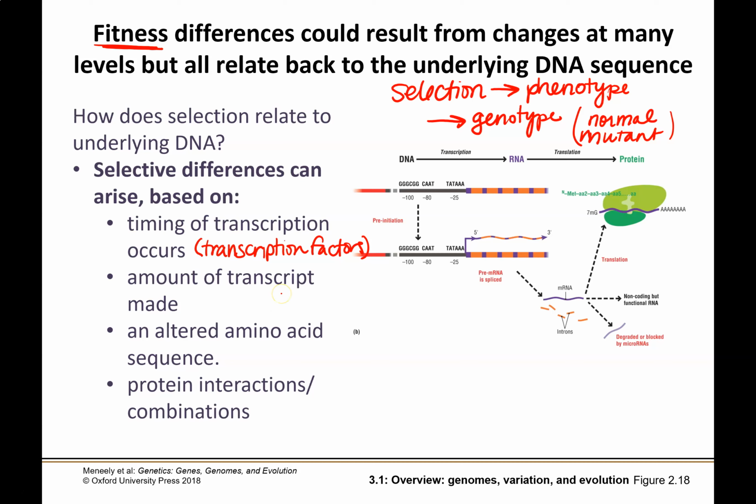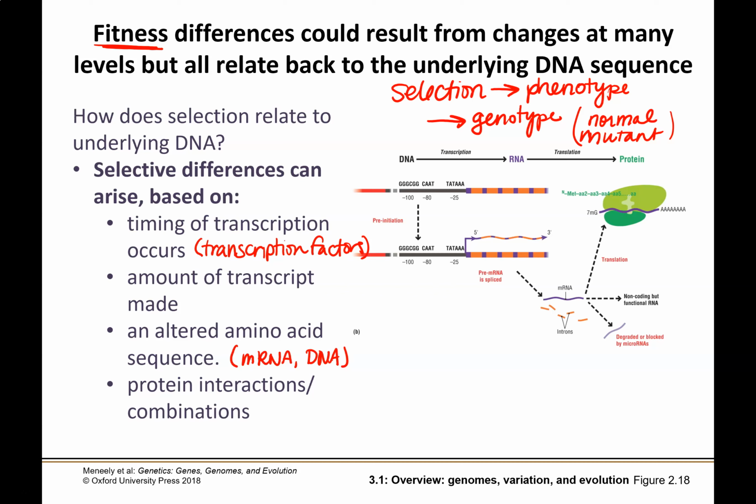Likewise, if you have transcription factors that are affecting the amount of transcript made, so maybe a gene is being expressed more often, selection can work on that, a gene being produced at a different rate. You can also have altered amino acid sequences. So this is actually a change in the protein, but remember that protein is coded in the messenger RNA and therefore the DNA. So if you have changes in amino acid sequence, those are going to be reflected in the DNA as well. Now you can also have selection working on proteins themselves.